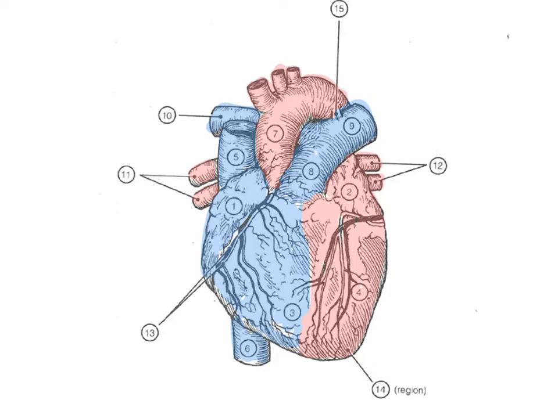So what I'd suggest that you do is a little coloring when you get home and labeling. This also has the coronary vessels on it, so you're able to label those. That would be a good idea.